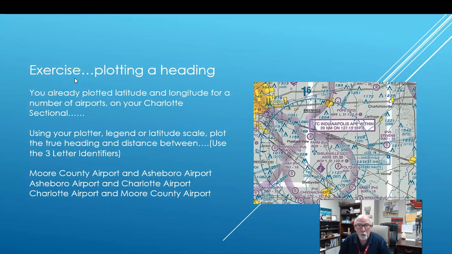Okay, if you would, go ahead and pause the video after you read this. What I want you to do is we're going to find these 3 airports, use your plotter to figure out the true heading between Moore County Airport and Asheboro Airport and Charlotte Airport, and then Charlotte Airport and Moore County Airport. And you'll have to use your navigation plotter for that. There are some videos in your notes for this section that actually show you how to use the plotter. So if you have questions about that, take a look at those videos.